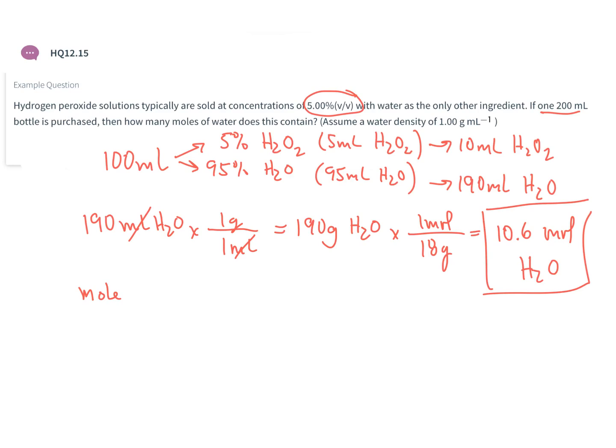We could figure that out because we were given the information of the concentration in the form of volume per volume. So 5% based on volume of that solution is hydrogen peroxide. So that means 95% of that volume is water. Because we know the density of water, we can turn that volume into a mass, and then from the mass we can find how many moles are in that sample of water.